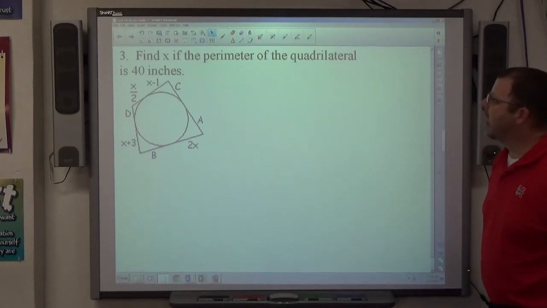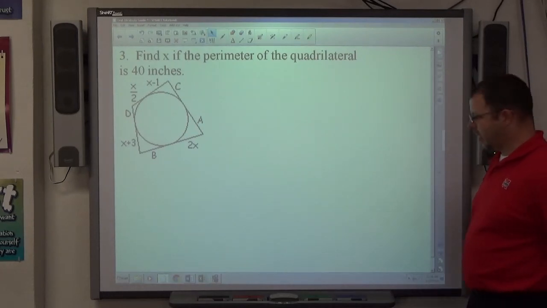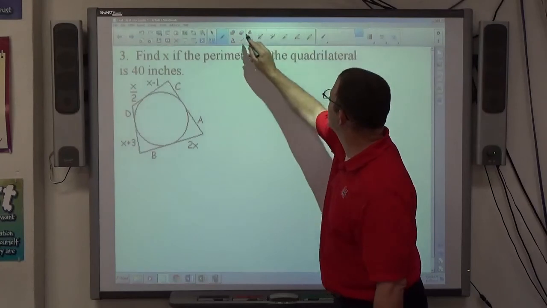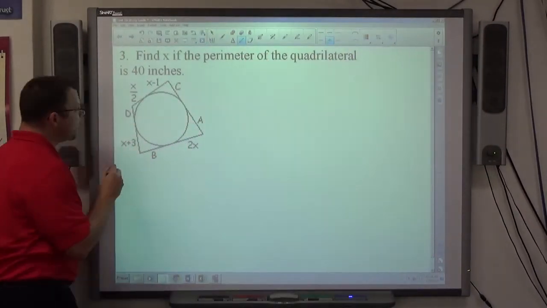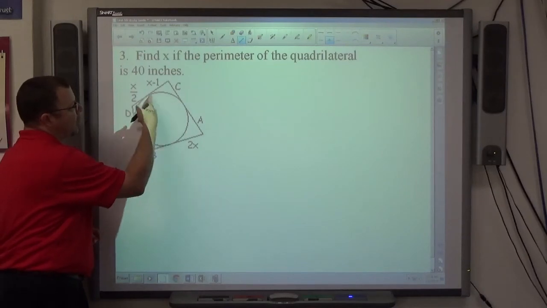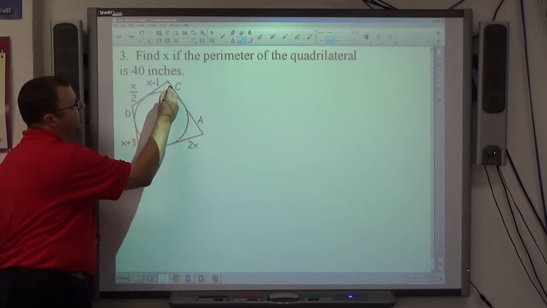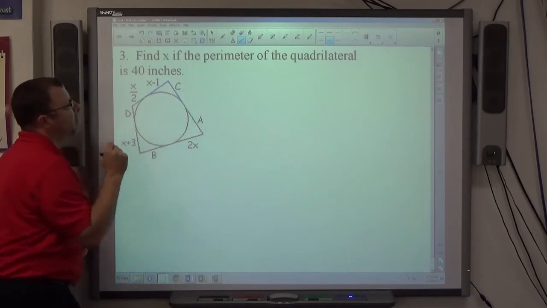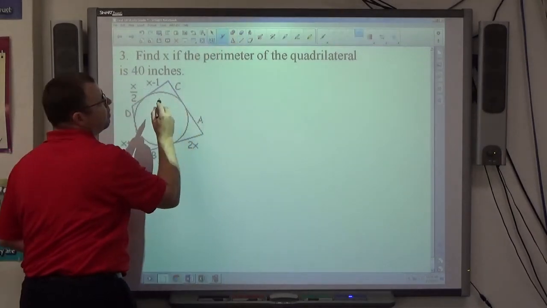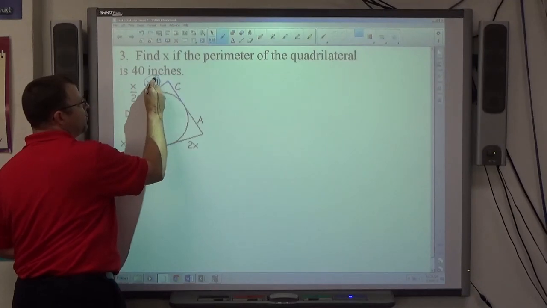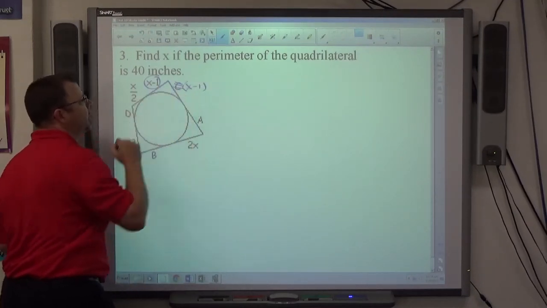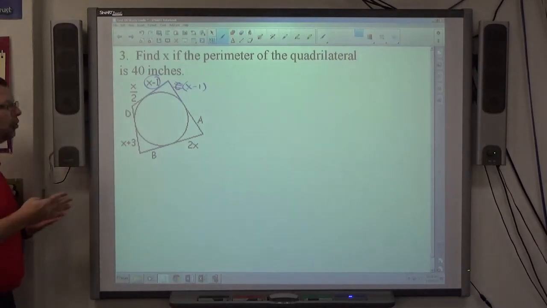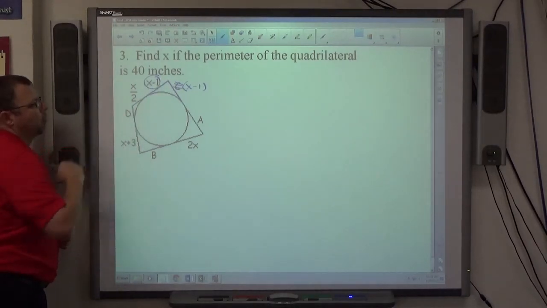Number 3, find x if the perimeter of the quadrilateral is 40 inches. The trick to this problem, what you have to remember to do this problem, and hopefully if you watch this video you'll remember it, is that if you have 2 tangents drawn to the same circle, they're equal. So this piece here and this piece here are the same length. So this piece here is x minus 1, and C, which also would equal x minus 1, getting one variable to represent 2 different things rather than using 2 different variables to represent the thing.